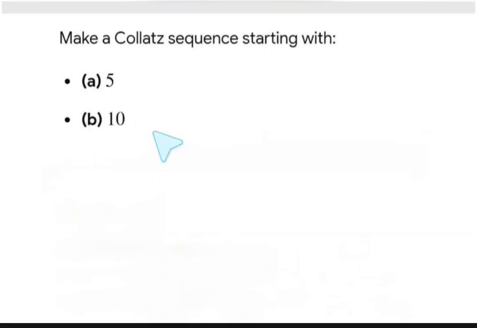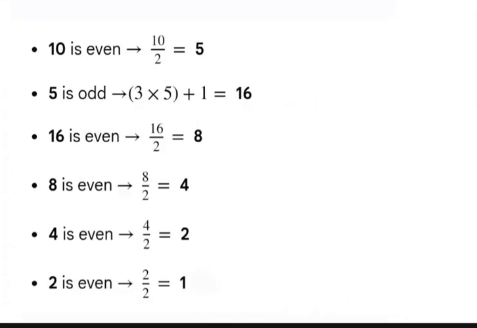So for this question, the number 10 is an even number. So we can do the step starting by dividing it by 2. Half of 10 is 5. 10 divided by 2, that is 5. 5 is an odd number, so we can multiply it by 3 and after that add 1. We get the answer 16.